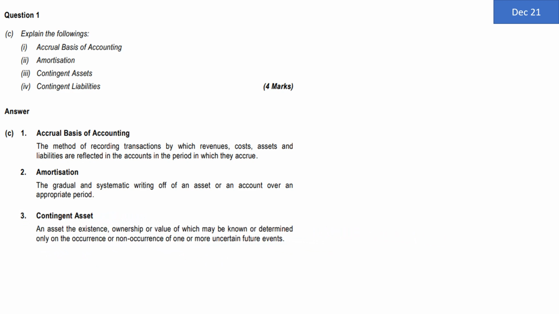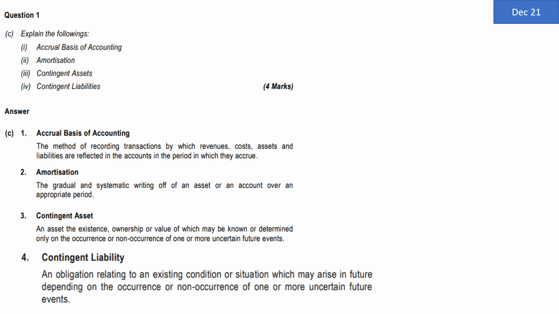4. Contingent liabilities. Now, if you are in a position to answer the question of contingent assets, it's very simple that you can answer the question of contingent liabilities also. Everything else is same except we are not talking about an asset, but we are talking about a liability. So the answer is an obligation. Earlier it was an asset.